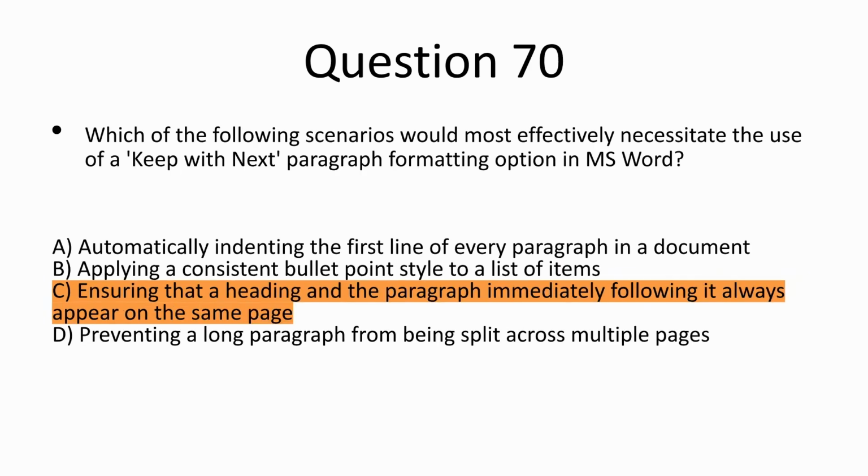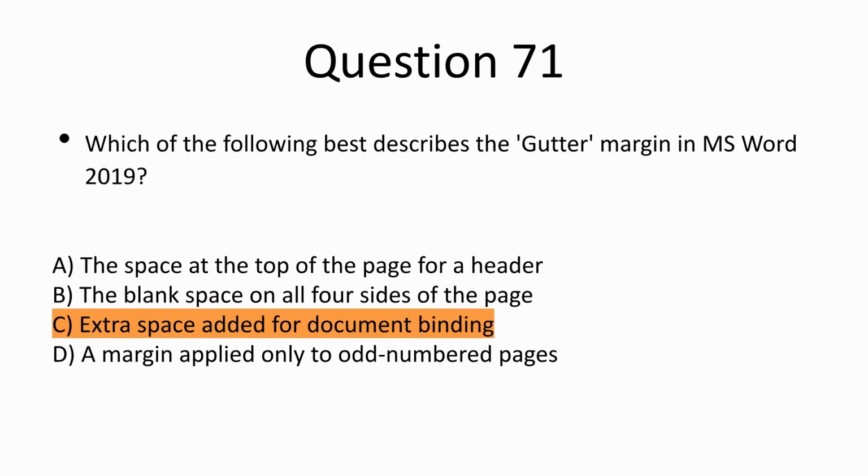Question 70. Which scenario necessitates the use of a Keep with Next paragraph formatting option in MS Word? The correct scenario is C. Ensuring that a heading and the paragraph immediately following it always appear on the same page. Question 71. Which of the following best describes the gutter margin in MS Word 2019? The best description is C. Extra space added for document binding.